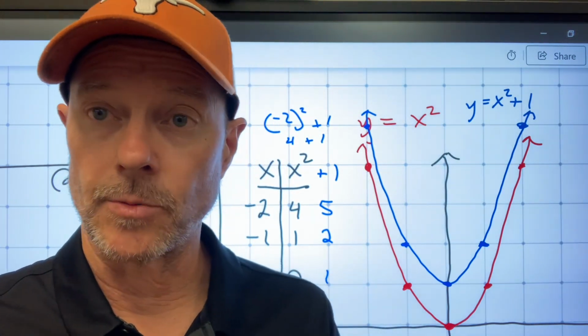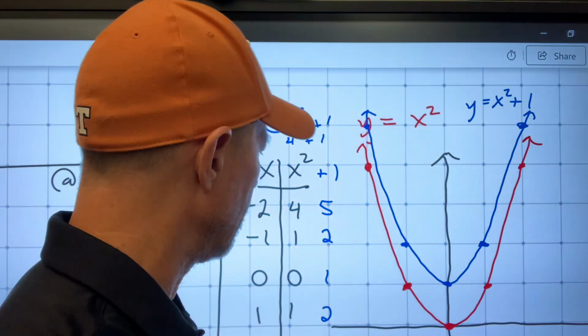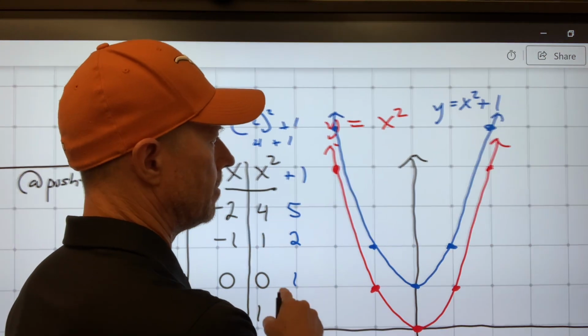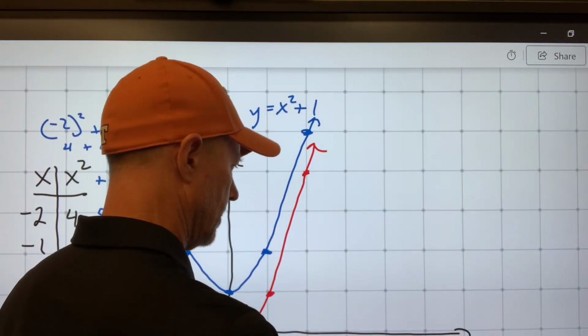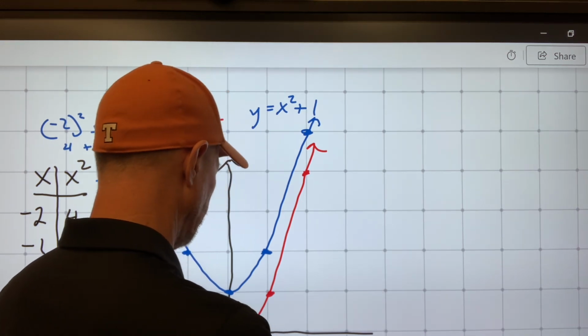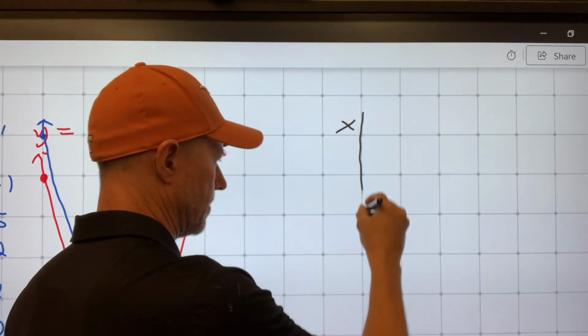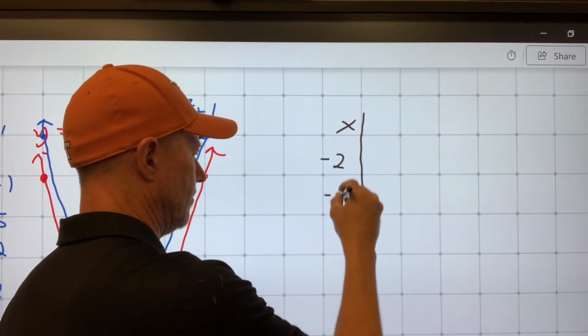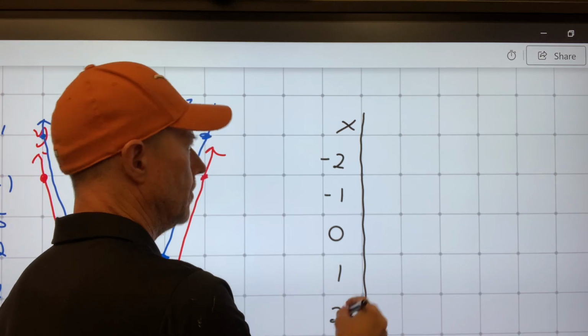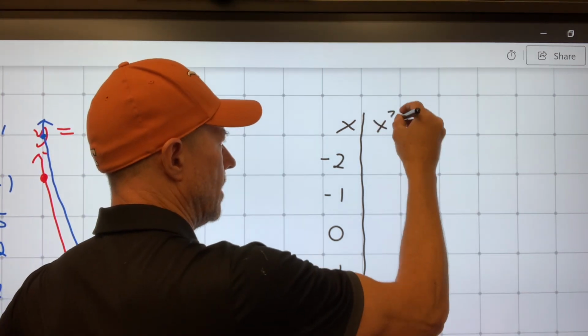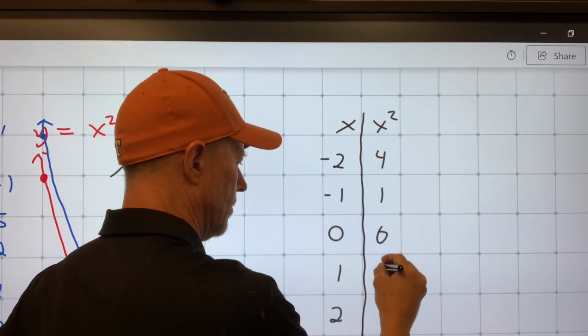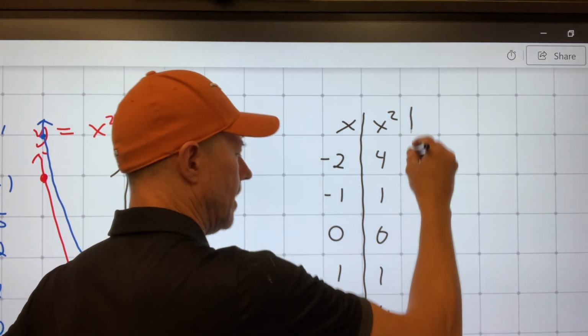You can go left and right. Left and right's kind of tricky. Let me come over here and get a new plane. Let's look at our basic parabola again. -2, -1, 0, 1, 2. If I look at just x squared, well, I get 4, 1, 0, 1, 4.